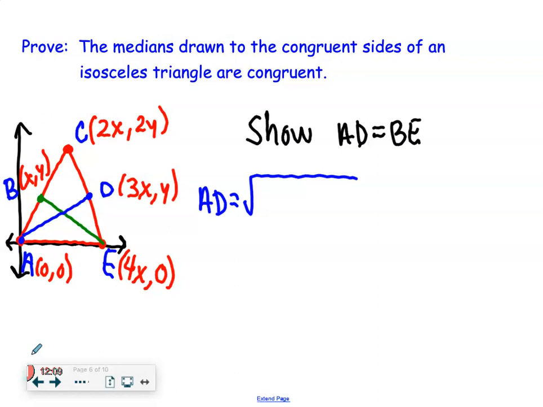Okay, so I'm doing the distance formula from A to D. So I'm going to take 3x minus 0, so it would be 3x. I was going to write the whole thing out first. Plus our y coordinates, y minus 0.